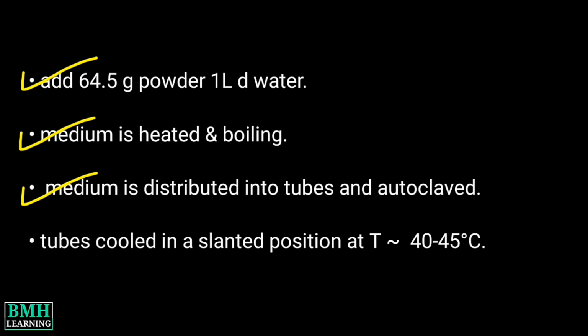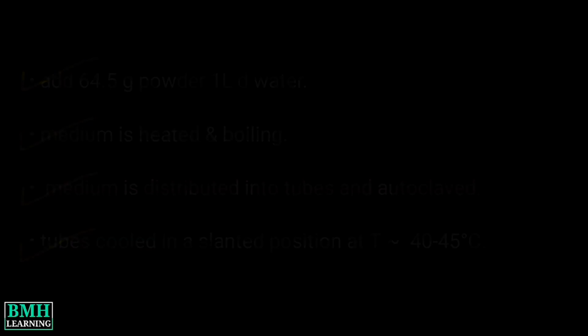Once the autoclaving process is complete, the tubes are taken out and cooled at a slanted position to a temperature of about 40 to 45 degrees centigrade. The position should be maintained in order to obtain butts of 1.5 to 2.0 cm depth.